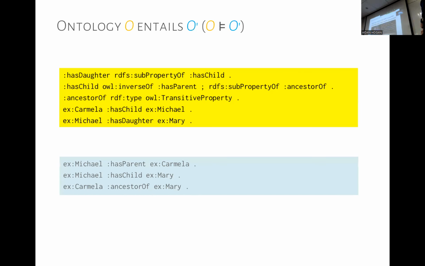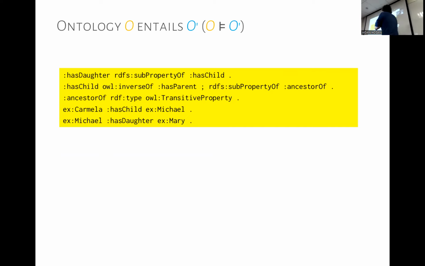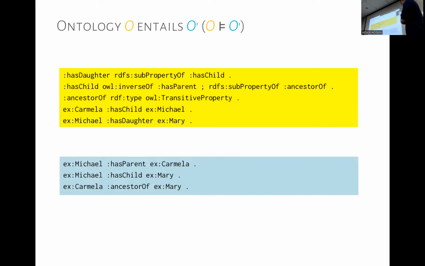Okay. So one of the main relations that we want to define for ontologies is what ontology follows logically from what other ontology. Here we have an ontology O in yellow. We have another ontology O prime in blue. And the question is, does this blue ontology follow as a necessary consequence of the yellow ontology?